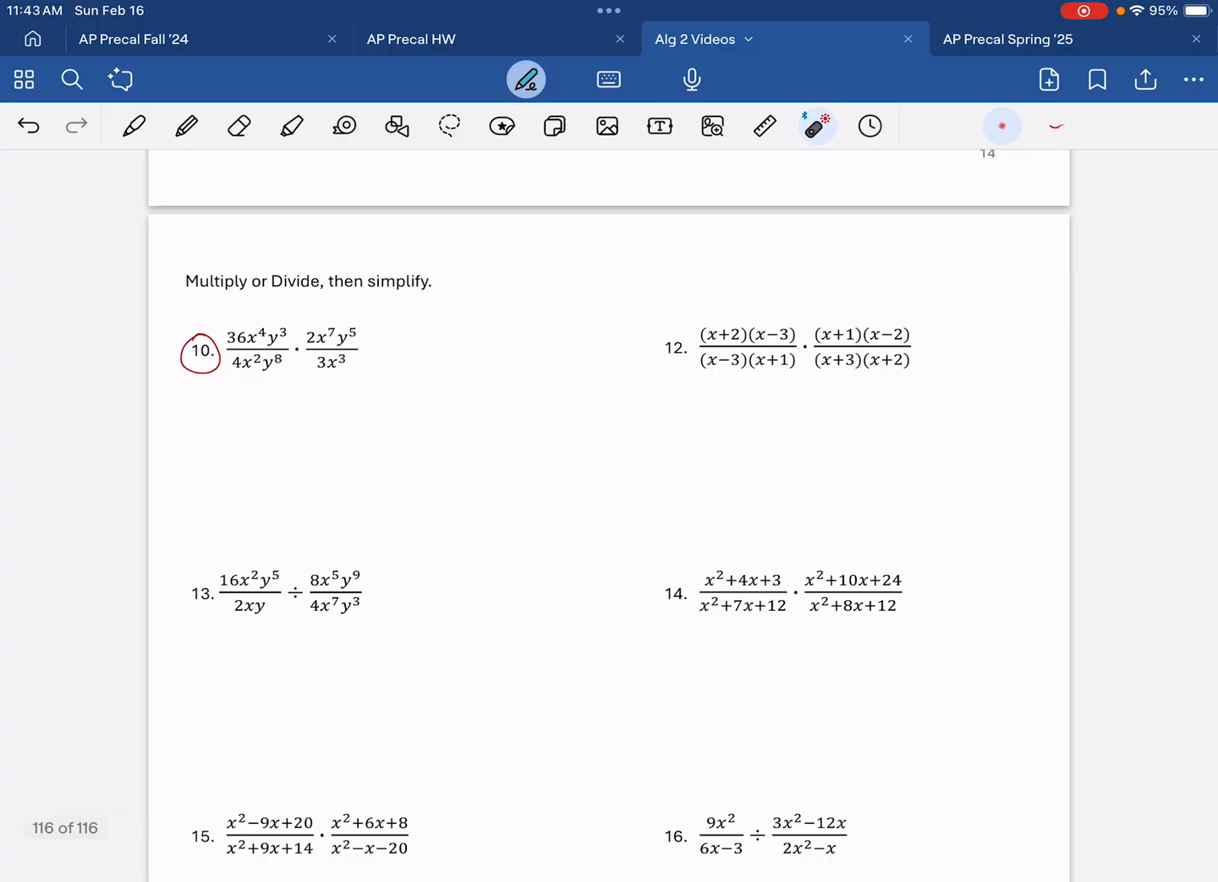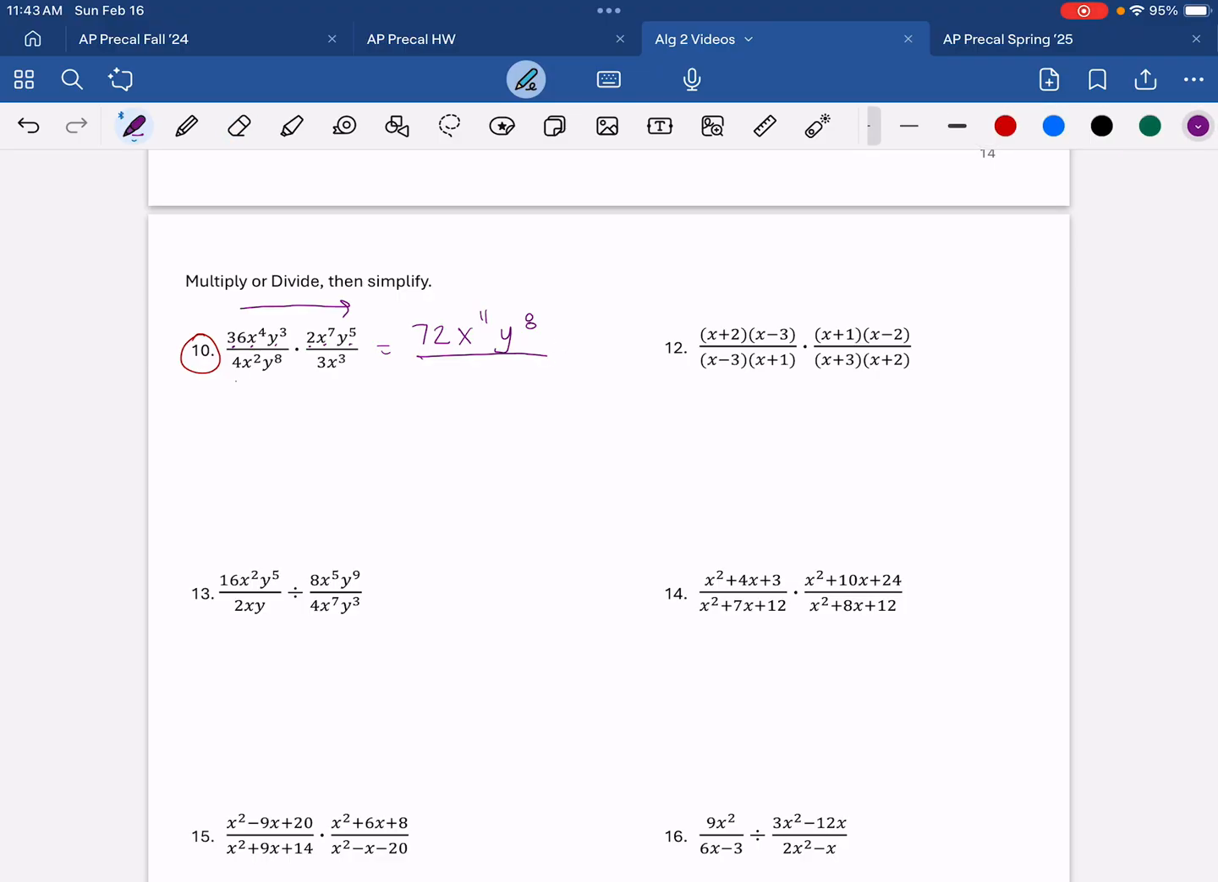Okay, so let's start with number 10. I see it's multiplication, so we're just going to multiply straight across the top. So 36 times 2 is 72. Then look at your x's. There are 4 here and 7 in the second fraction. So that means there are 11 x's multiplying in the numerator. Y cubed and y to the 5th means I have y to the 8th, once I've multiplied just across the numerator.